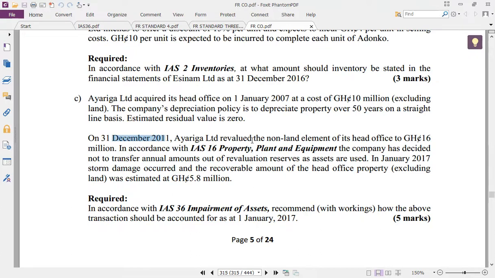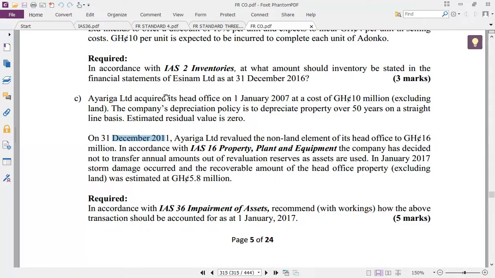IRGA Limited revalued the non-land element of its head office to 16 million in accordance with IAS property, plant and equipment. The company had decided to transfer an amount out of the revaluation reserve as the asset is used. In January 2017, storm damage occurred and the recoverable amount of the head office property, excluding land, was estimated to be 5.8 million. Good, you have given us a recoverable amount for the treatment.